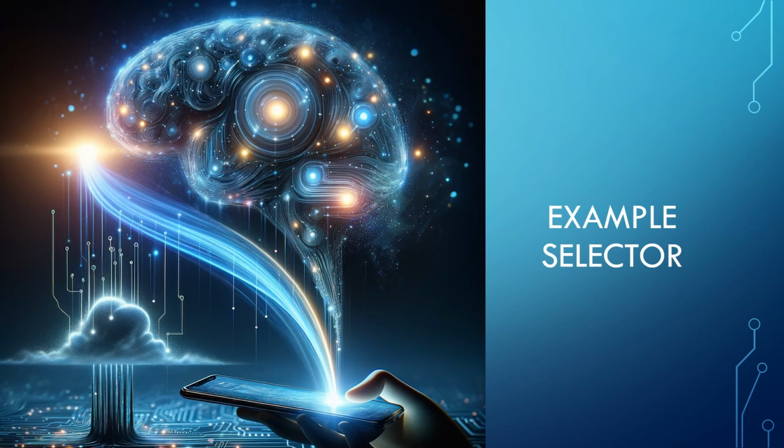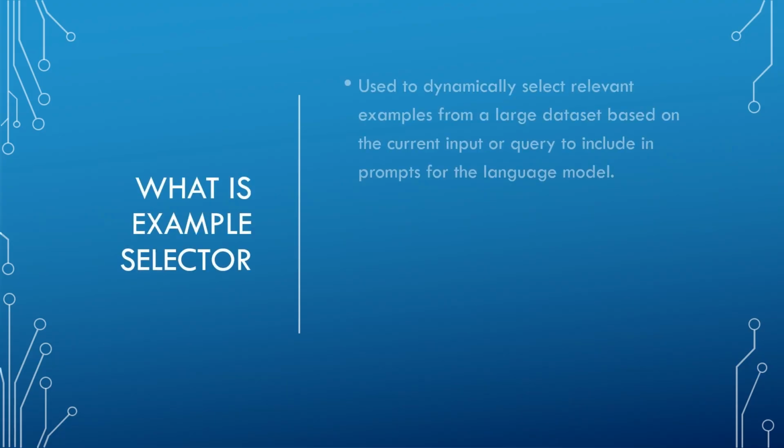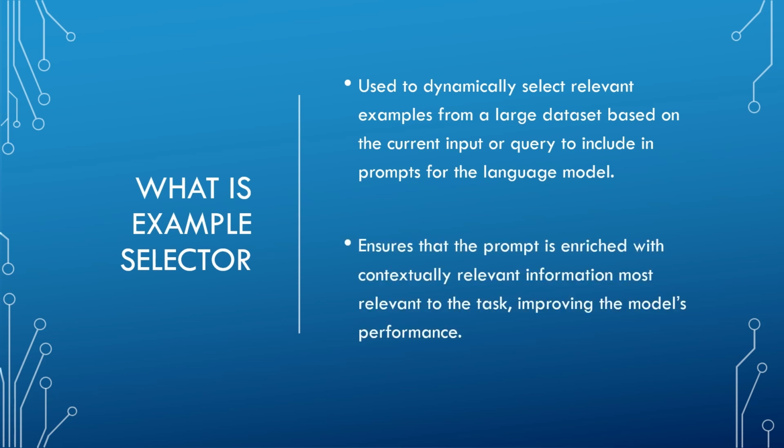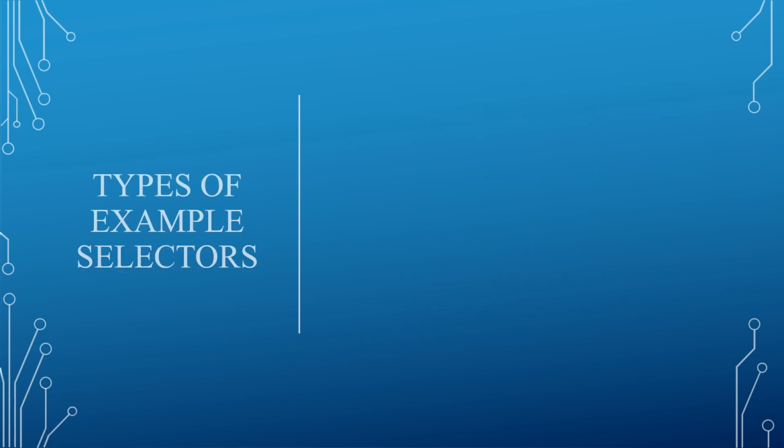Now let's get into the example selector. The example selector is a component used to select relevant examples from a data set based on the current input or query to include in prompts for the language model. This can improve the performance of the model by providing it with contextually relevant information based on the input it receives. Now let's look at the different types of example selectors.